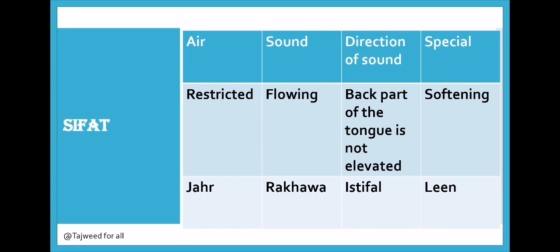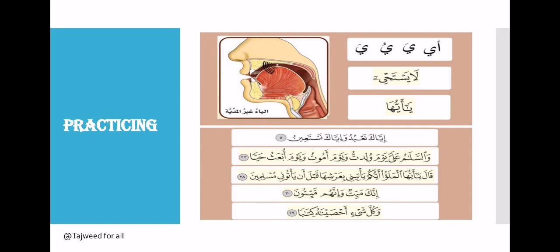Even though the ya has lots of space between the articulation points, it doesn't allow the flow of air with it. If you can feel any air, then it is wrong. It is only vibration, there is no air. The sound will be rakhava, the direction will be light letter, and the special sifa is lean. Right? La yastahi.